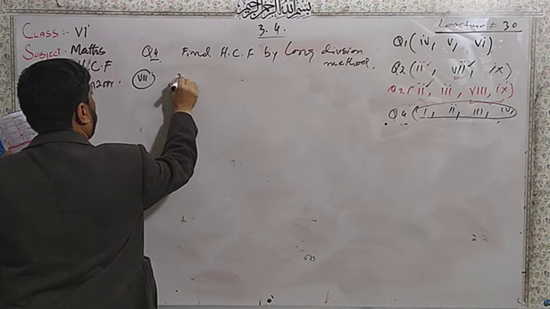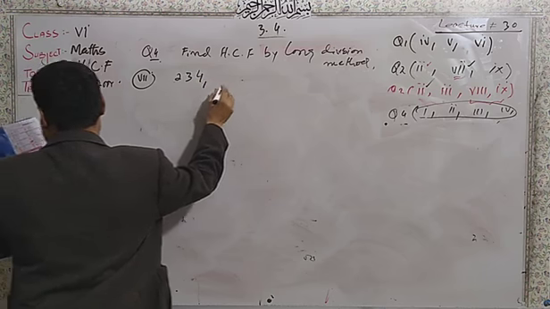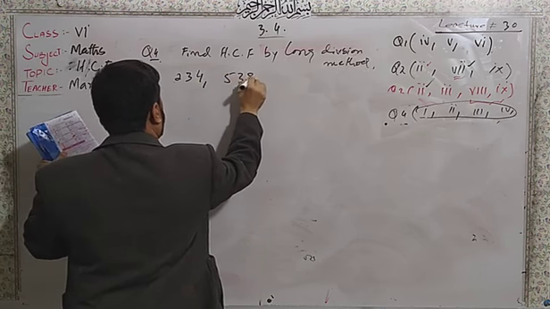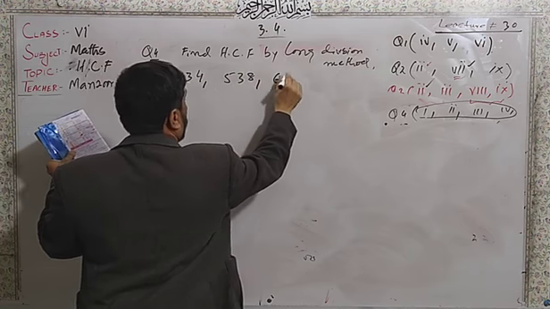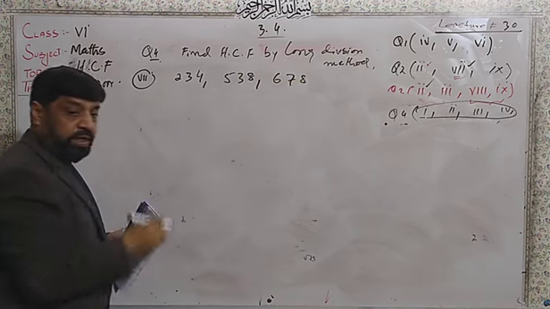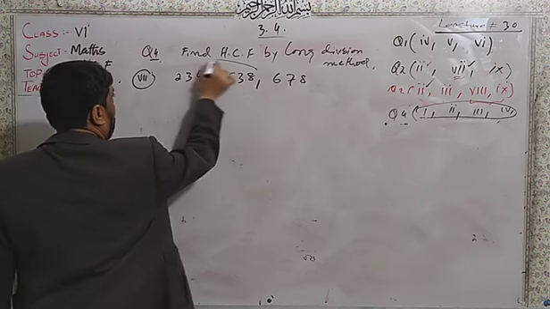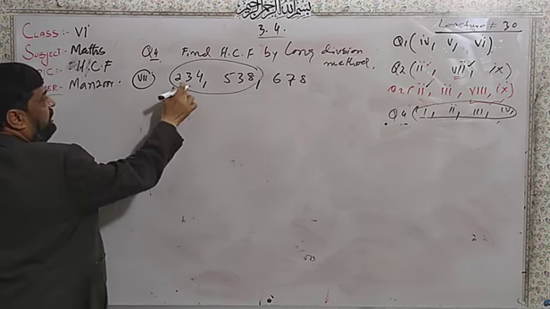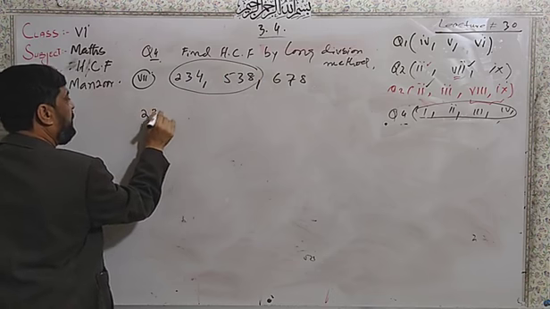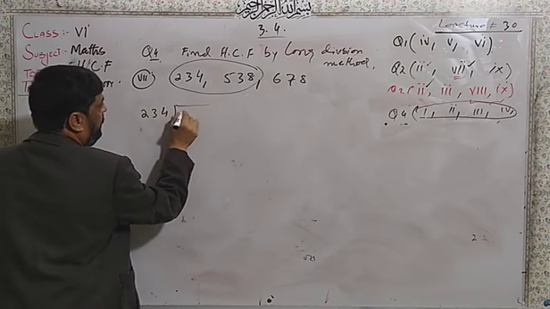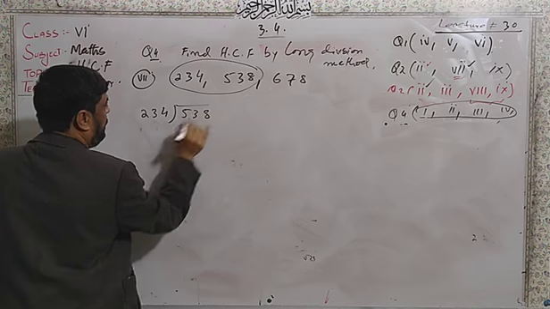Now that is 234 and 538 and 678. Dear students, I will select two numbers here. These two numbers I will select first of all, and this is the smaller, so I write 234 divided by 538.